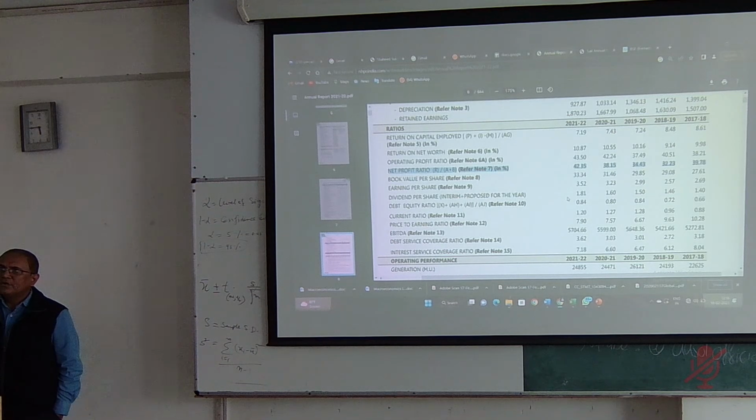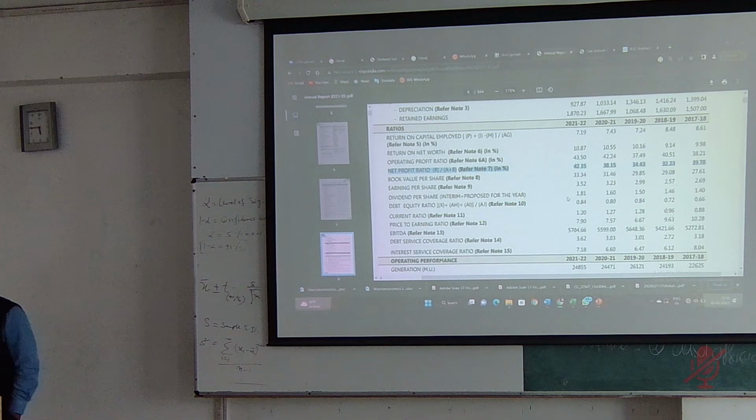Why is there such a huge profit margin with this NHPC? The reason is very simple. In hydropower, most of the expenditure is capital expenditure. Running expenditure is very little. And when running expenditure is less, it simply means that your profit margin will be high, which is visible here. And even earlier, its profit margin has always been higher than 30.